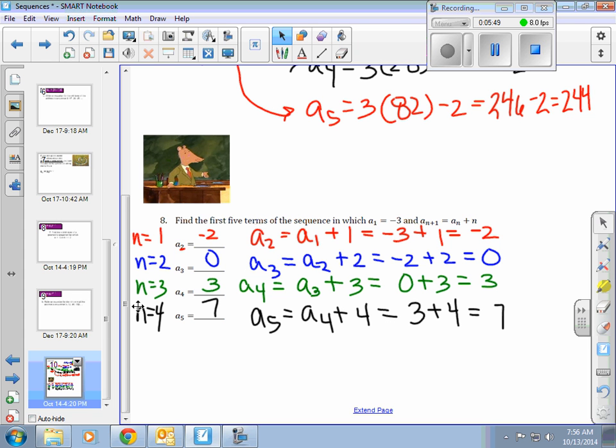Okay, so this is recursive sequences. You're using the term before in order to come up with the next term. So what I would like for you to do is think of any questions you have and ask me.